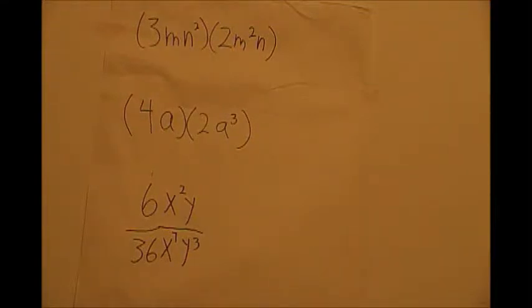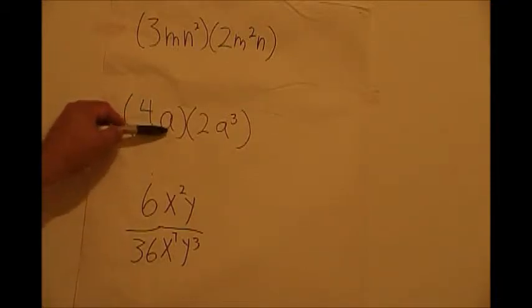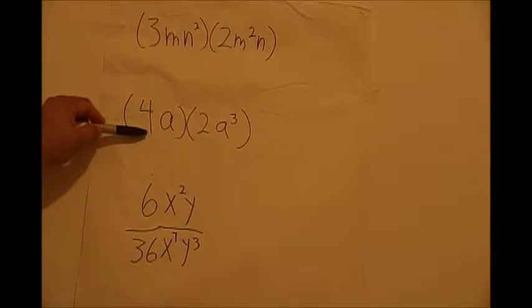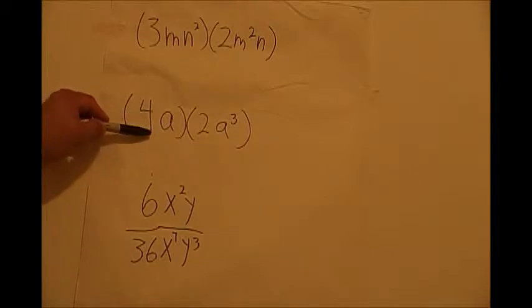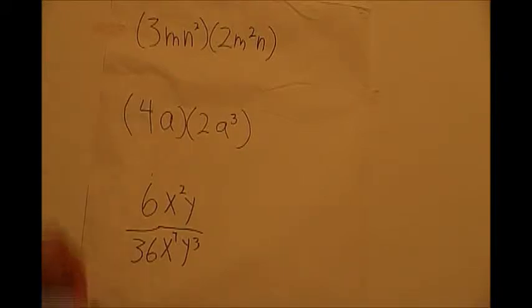Alright, let's go to what we call monomials, okay? A monomial is an expression with one term. For example, right here we have 4a, okay? You can have a variable and what we call a coefficient, or we just call that a number, right? But mathematically, that's what we call a coefficient.